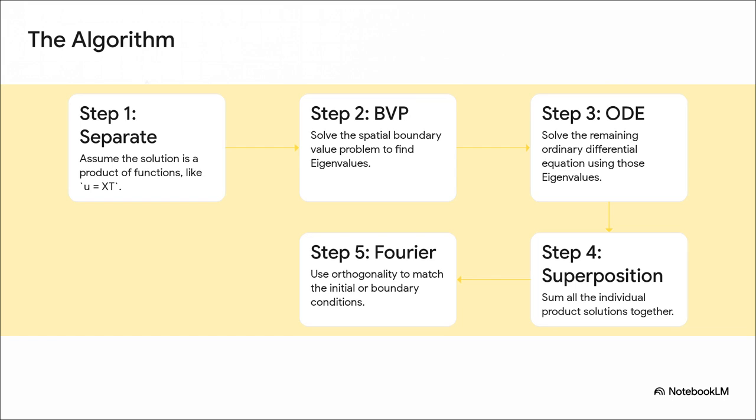And finally, Step 5. Use a Fourier series. This is the magic touch at the end. We use the initial state of our system to figure out the exact amount of each of our basic solutions we need, perfectly tailoring our general solution to the specific problem we started with.